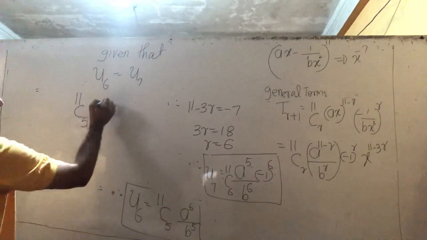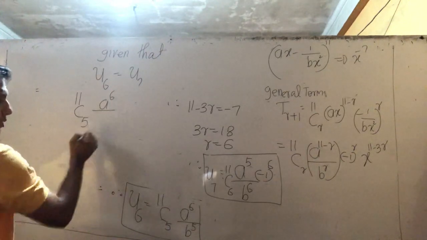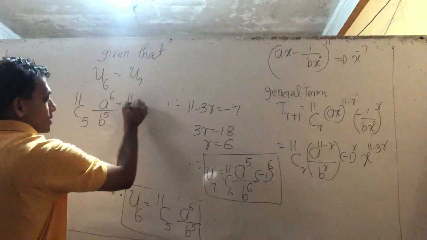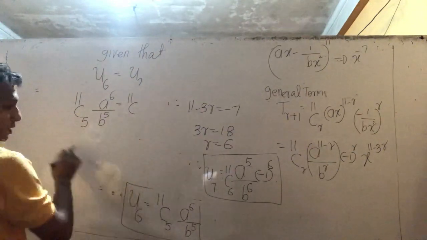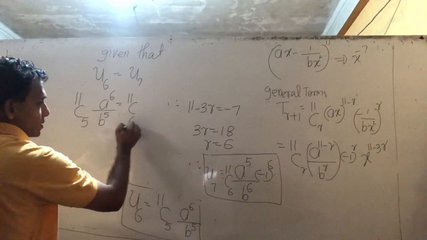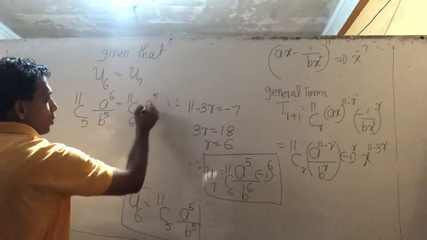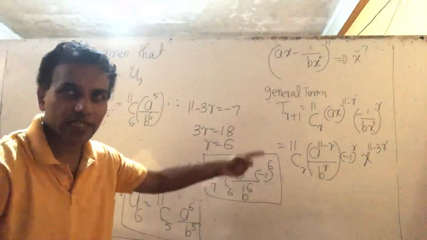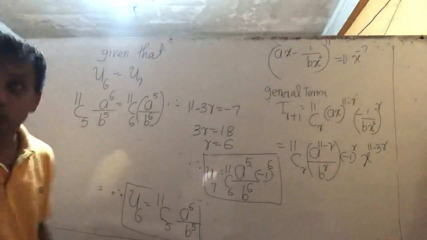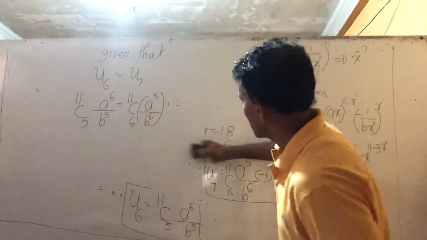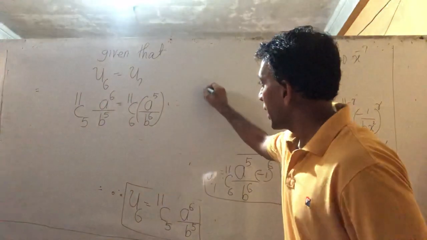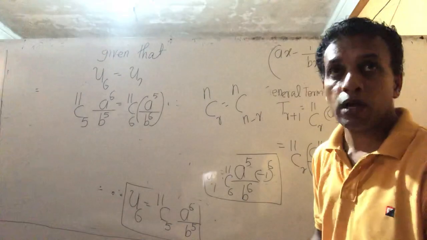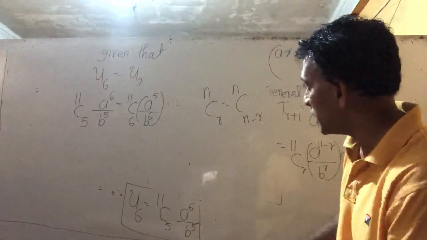11C5 A to the power 6 over B to the power 5 equal 11C6 A to the power 5 over B to the power 6. Now you know minus 1 power 6 is positive 1, right? Okay. Now if you know the notation of nCr, some ideas of nCr, nCr equal to what? nC(n minus r). Both same, nCr equal to nC(n minus r), subtract this, put that.